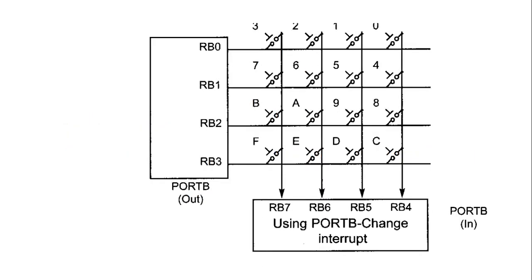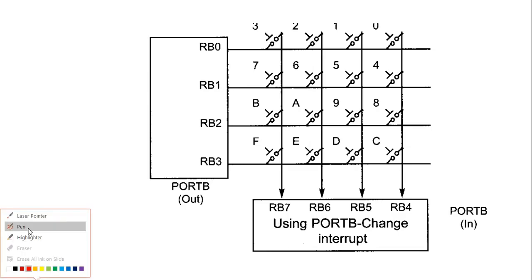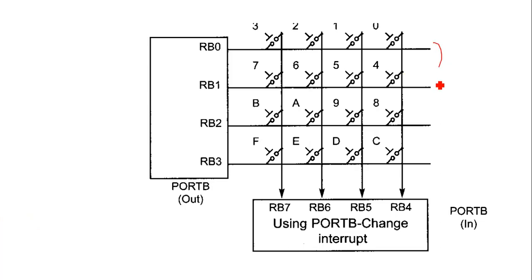We'll see the diagram here. The rows are output and the columns are input. These are the rows and these are the columns. They are assigned on port B. The rows are assigned from RB0 to RB3 and the columns are assigned to RB4 to RB7. So all columns are connected to VCC.